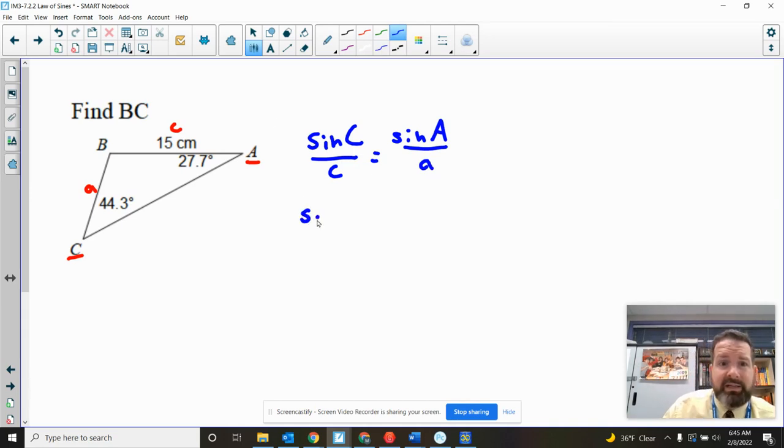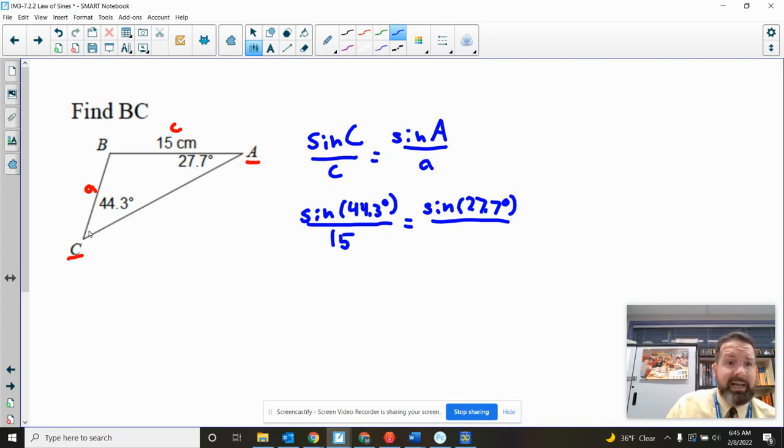So we know angle C is 44.3 degrees. We know side length C is 15 centimeters. We know angle A is 27.7 degrees. And we know side A. Actually, we don't know side A. That's this length that we're trying to find. Now, what you put down here, you can leave it as little a. If you want to switch to calling it BC, doesn't make any difference. I'm going to leave it as little a for right now because I know that that's the same thing as BC. To solve these, it's always going to end up being a proportion.